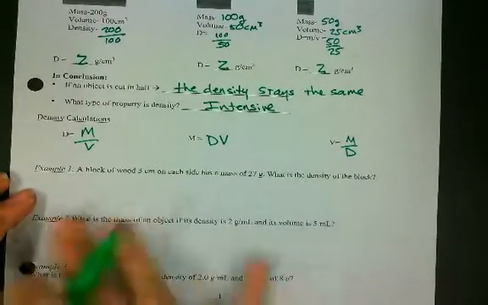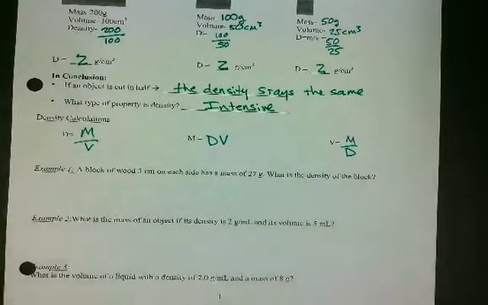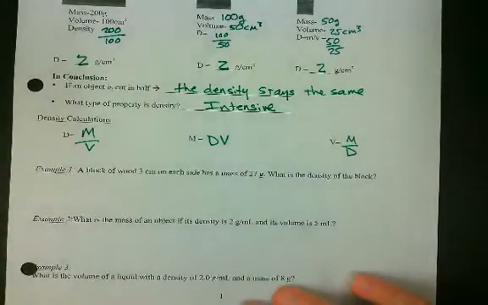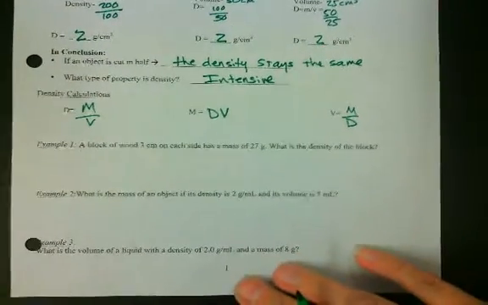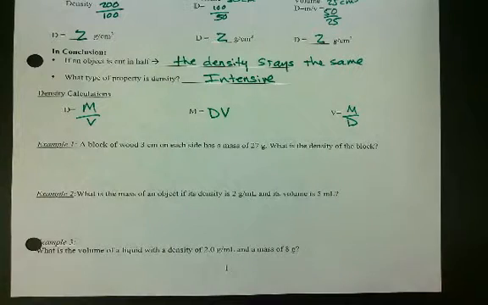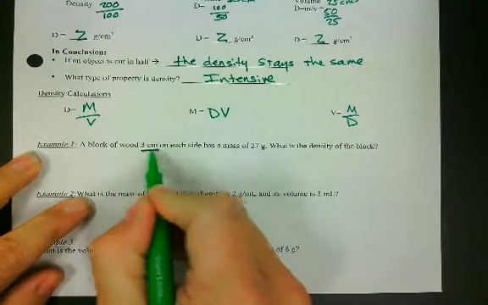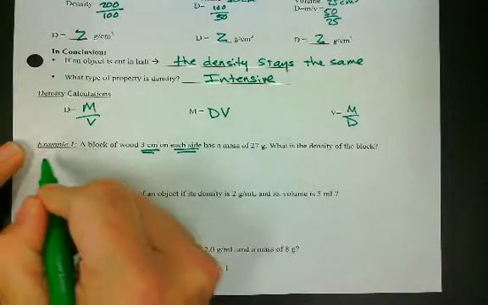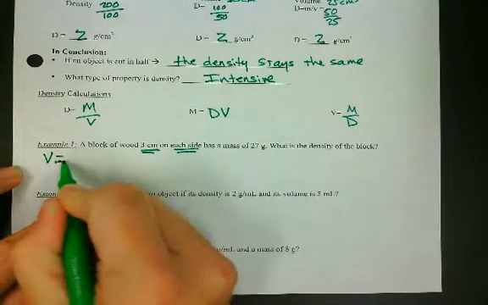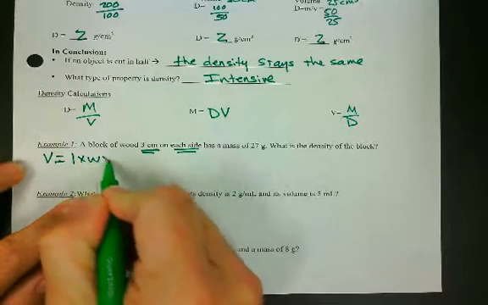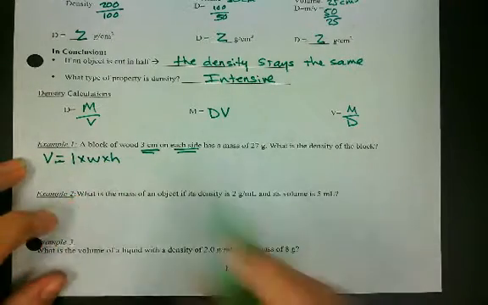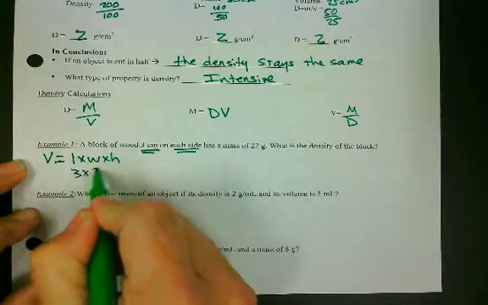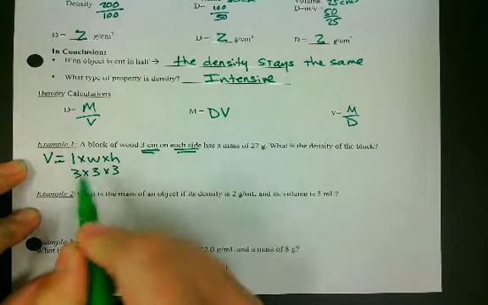Then we go on to our examples and start applying it to a scenario. Example number 1 says a block of wood 3 centimeters on each side has a mass of 27 grams. What is the density of the block? This is 3 centimeters on each side, so we need to calculate volume. Volume is always length times width times height, because we have to adjust for the whole thing. So this is 3 times 3 times 3.